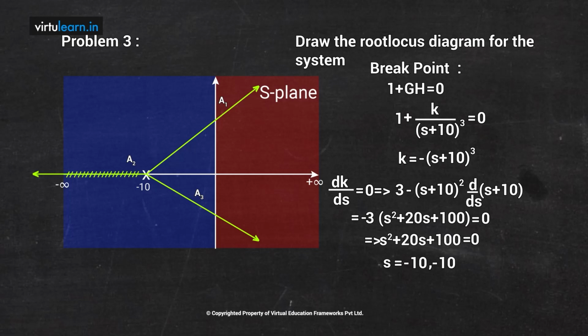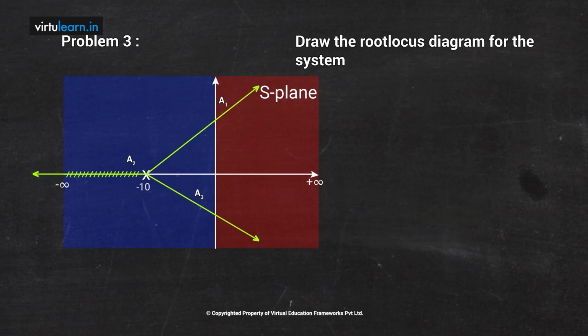So coming to the next step, we have the imaginary crossover point. Look at whether there is a possibility of an imaginary crossover point or not. Yes, there is a possibility because there are two asymptotes which are moving from the left half of the S plane to the right half of the S plane. Therefore, your root locus branch also will move from the left half of the S plane to the right half. Let us do the calculations.